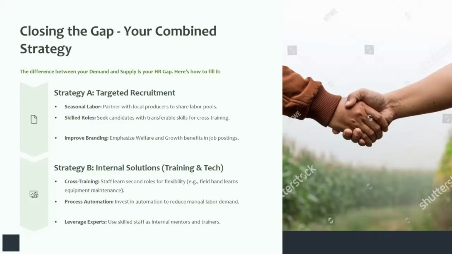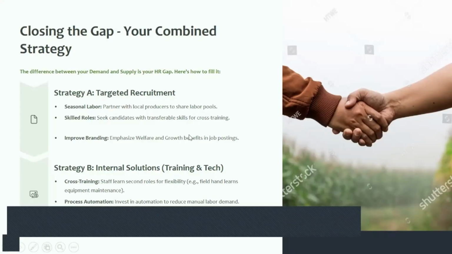Then we have to leverage on experts, use skilled staff as internal mentors and trainers. With my audit template that I have, we are going to see more on this particular topic that I talked about. Please, let's go to the next slide. Next slide, please.